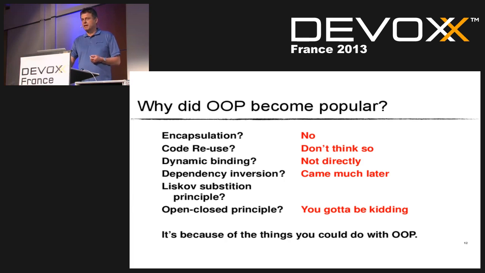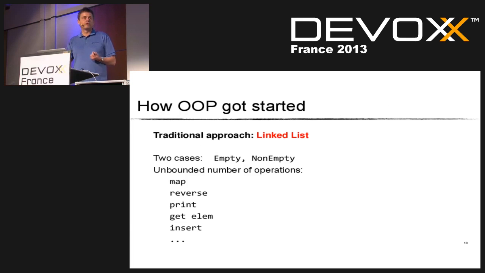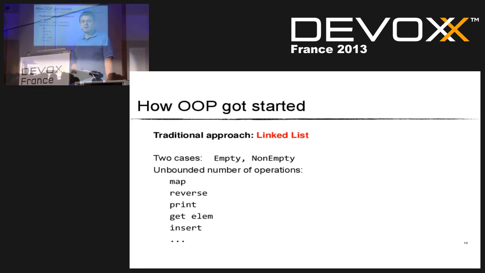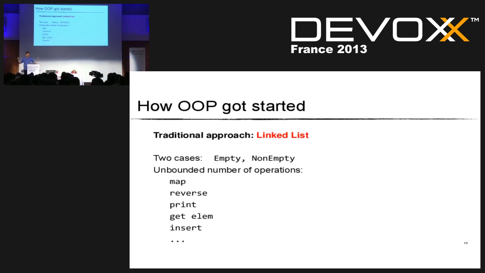What was that? Well, it actually pays to go back and ask, what were the first two successful languages? Simula and Smalltalk. Simula was for simulations, Smalltalk was for GUI widgets. What do they have in common? Or rather, what's different? What was different before? The traditional data structure that people had for all time was something like a linked list. You had two cases, a linked list is either empty or non-empty, and on the other hand there was an unbounded number of operations you could do with linked lists.